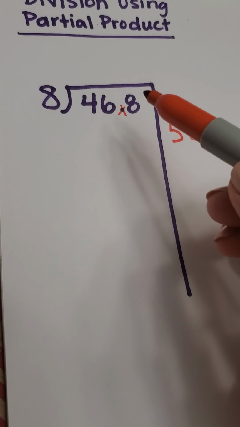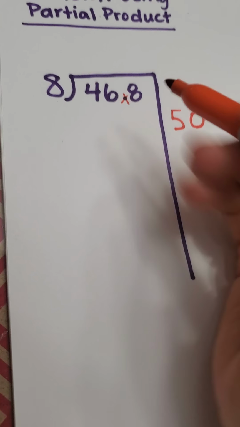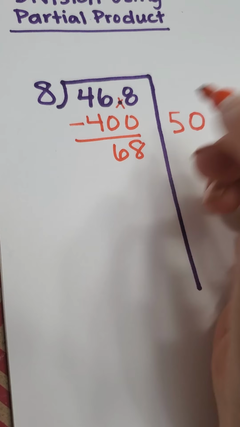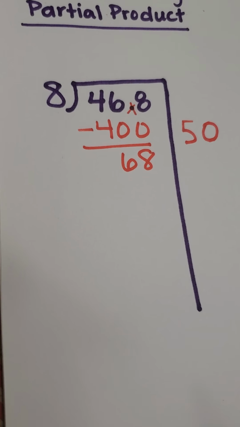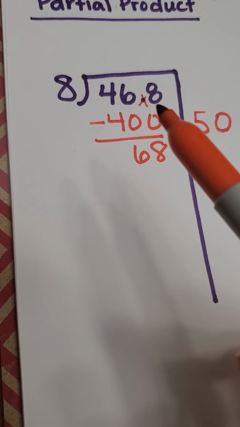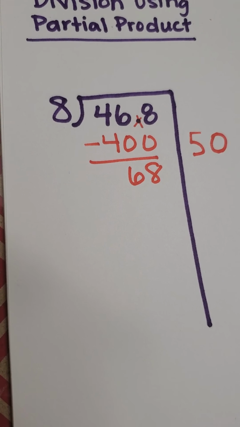So I'm taking 8 groups of 50 away from 468. Okay, so that's why I'm subtracting that, because I already divided 400 of the 468. So now I'm left with 68.